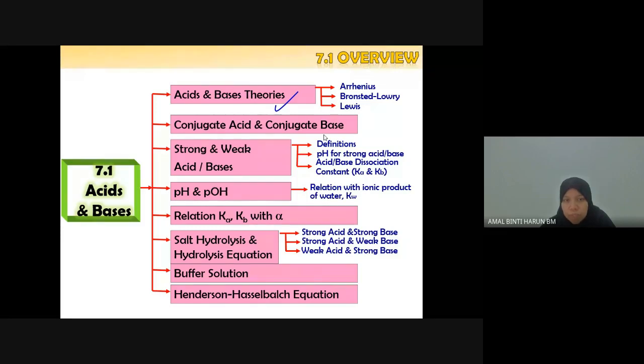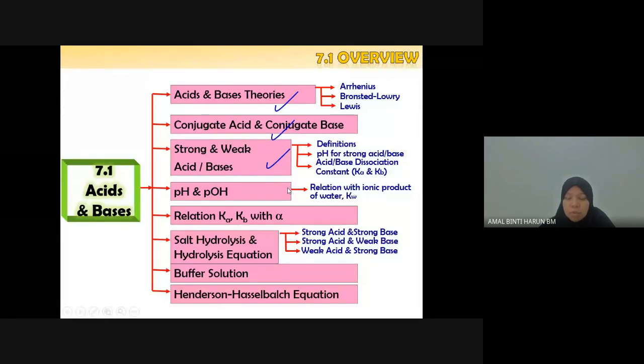To determine the conjugate acid and conjugate base, and then determination of pH for strong acid and weak acid, strong base and weak base. Okay, and then we are using the ICE table and the acid-base dissociation constant, either Ka or Kb, to calculate the concentration of the H plus or OH minus at equilibrium, so that we can determine the pH of strong or weak acid and base.